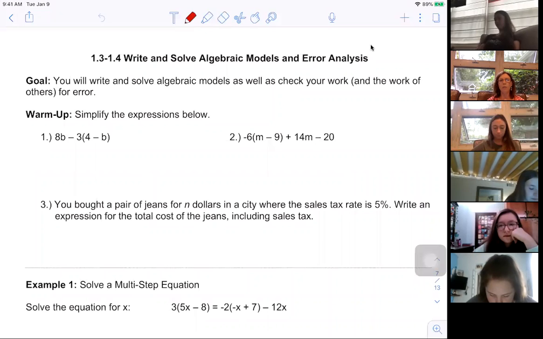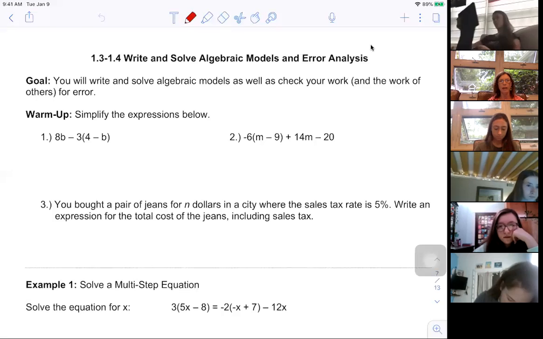I'm going to give you a couple of minutes, 2 or 3 minutes here. See if you can complete the 3 warm-up questions. First 2 are simplifying. The third is also simplifying, but it involves a little small word problem.